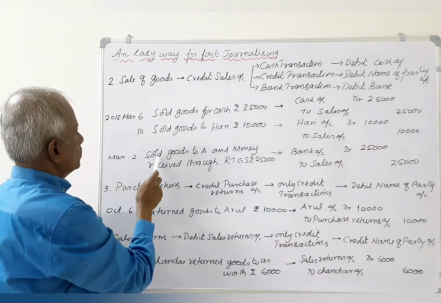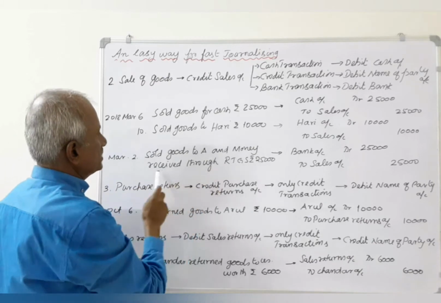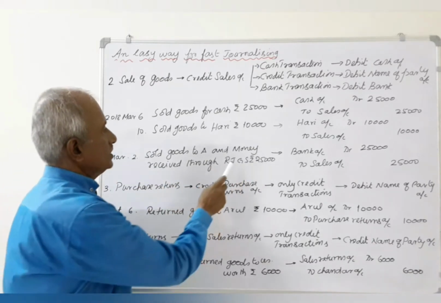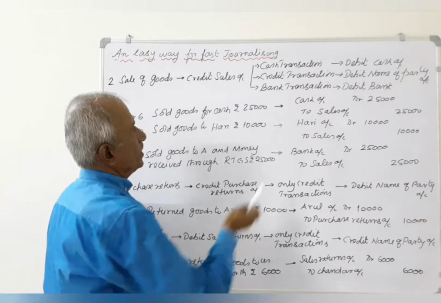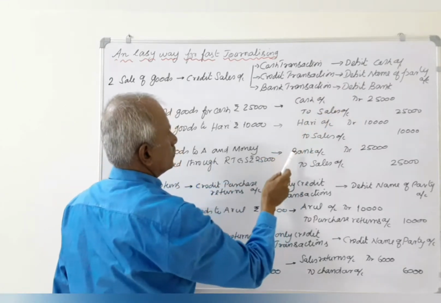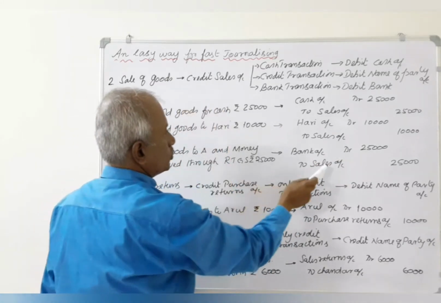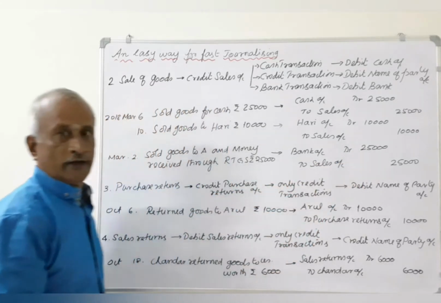March 2nd, sold goods to A and money received through RTGS, rupees 25,000. Now this is a bank transaction. Debit bank account, so bank account debtor 25,000. Credit sales account, so to sales account 25,000.